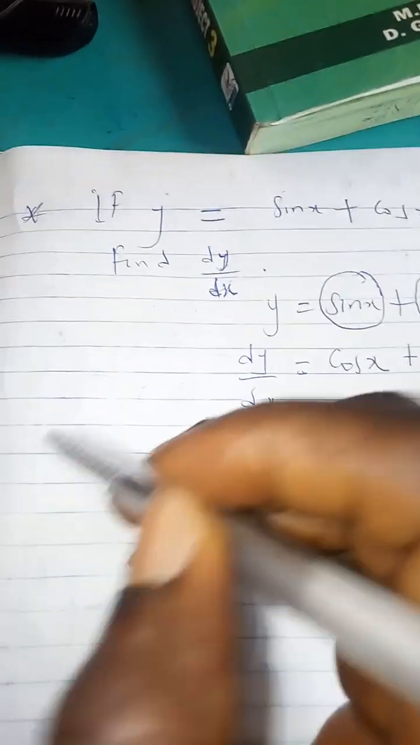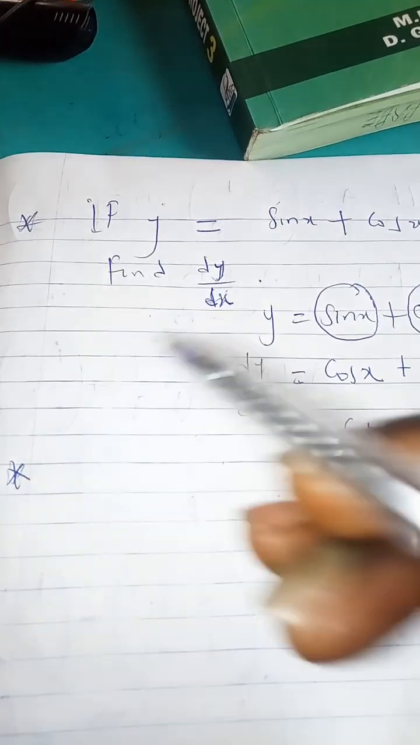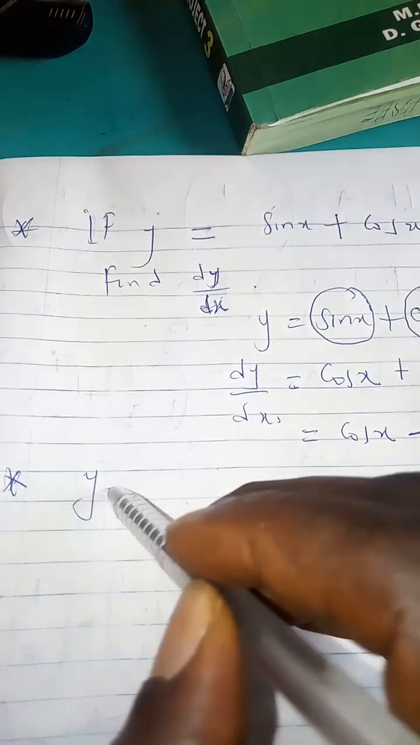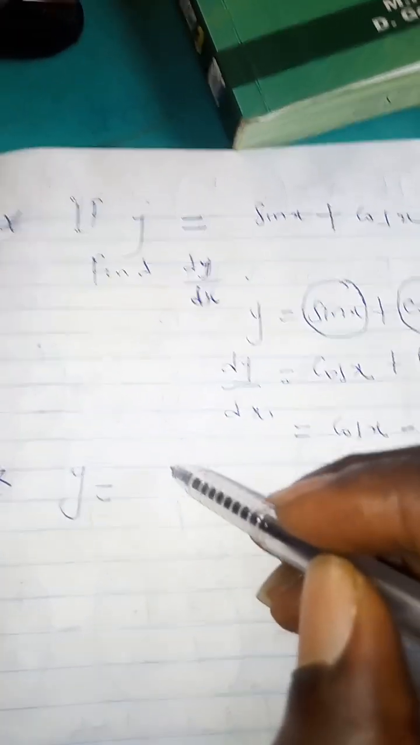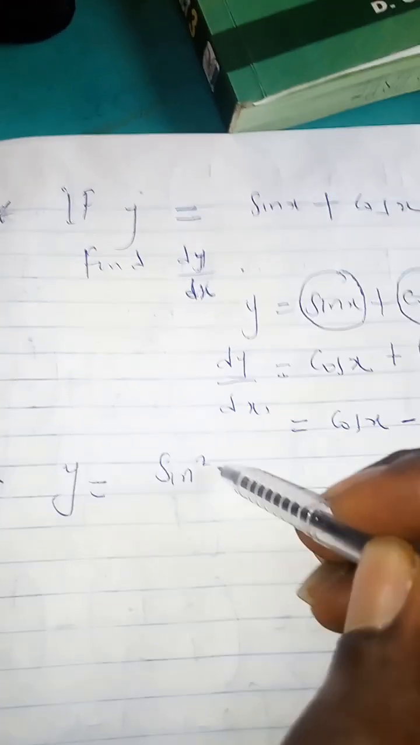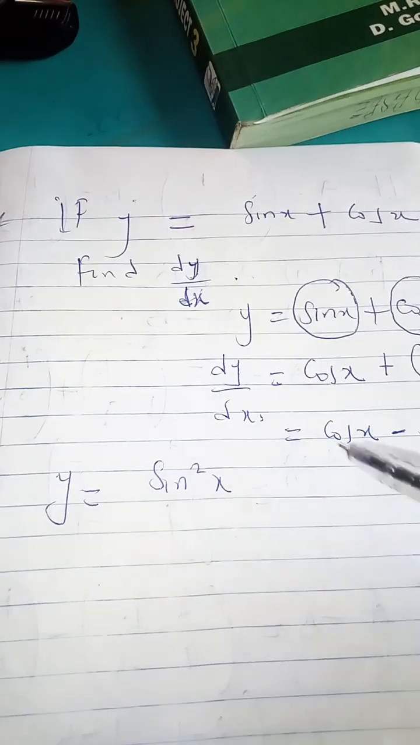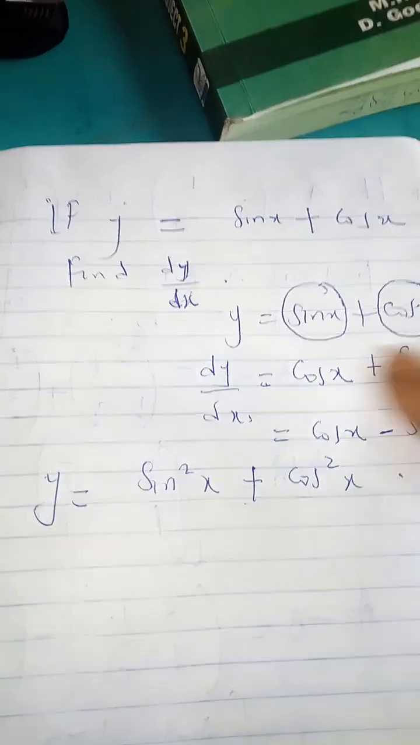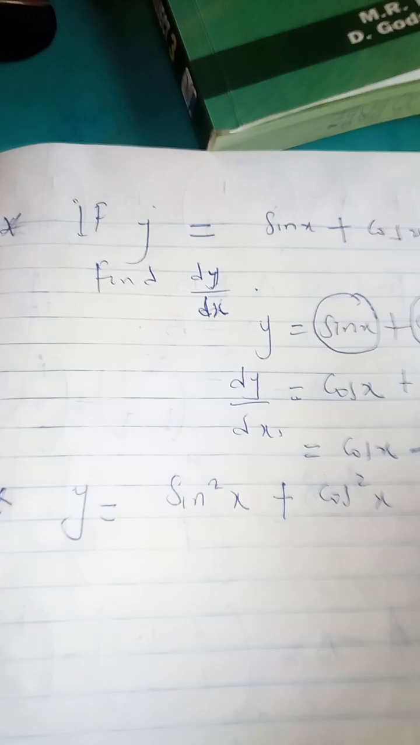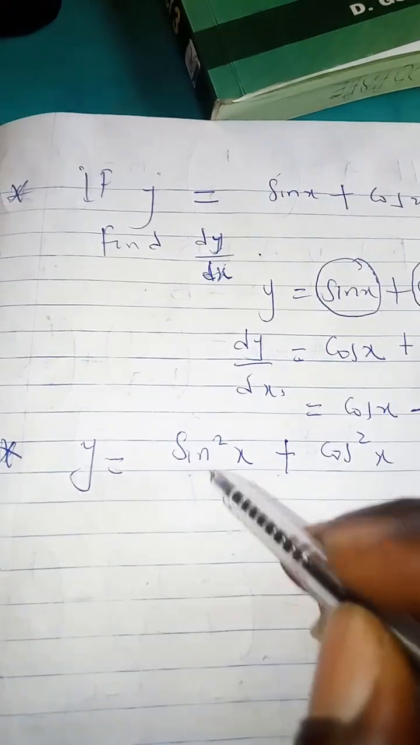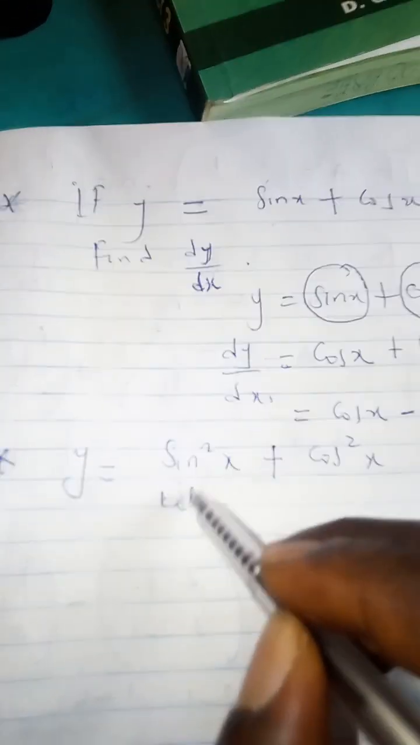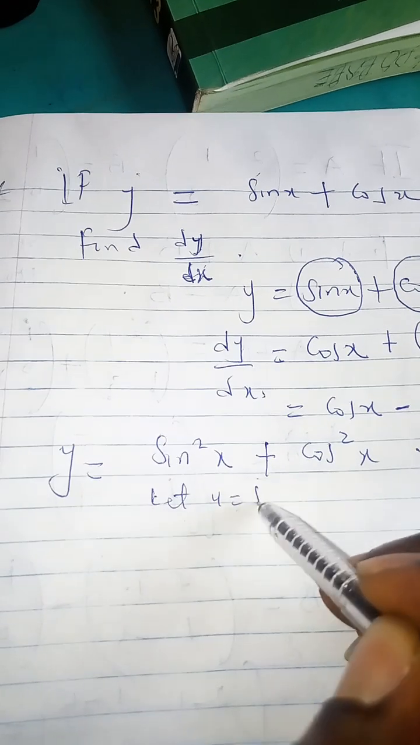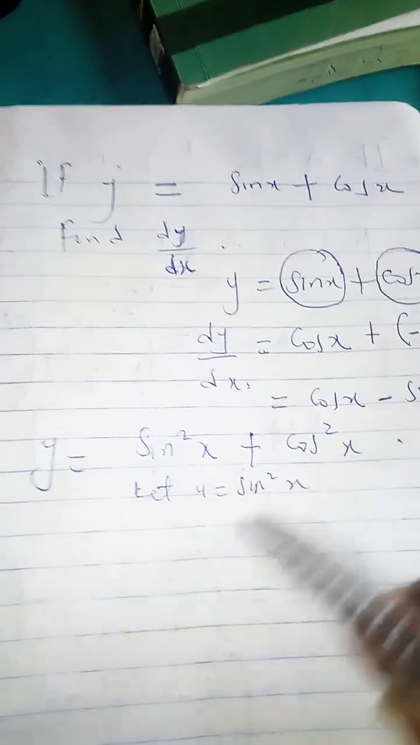But at times they can also do it like this. They will say your y equals sin squared x, can you see, then plus cos squared x. Are you getting that? If they ask you to differentiate, what will you do here? You just say let u equals sin squared x.